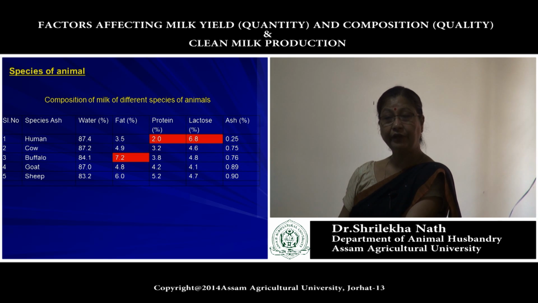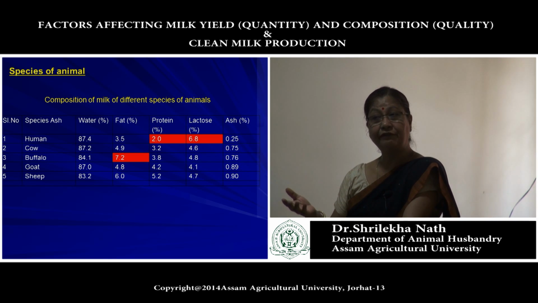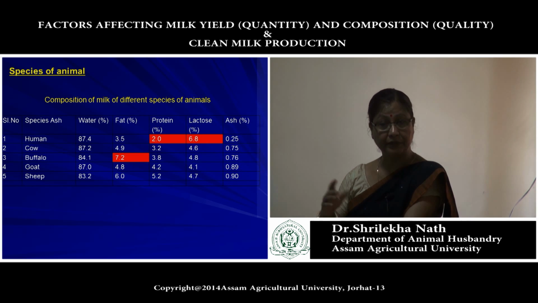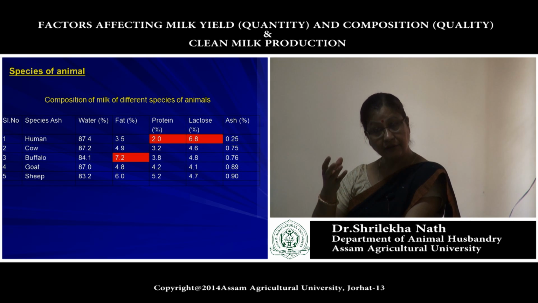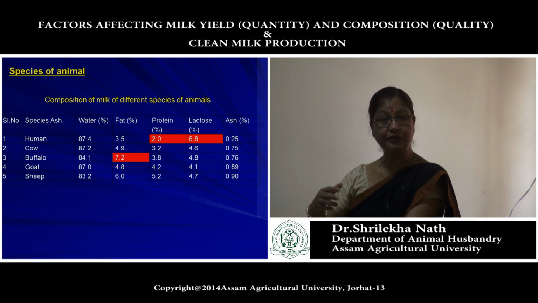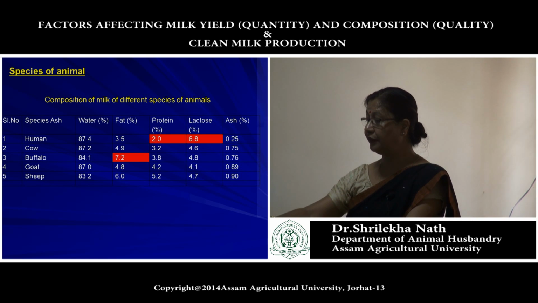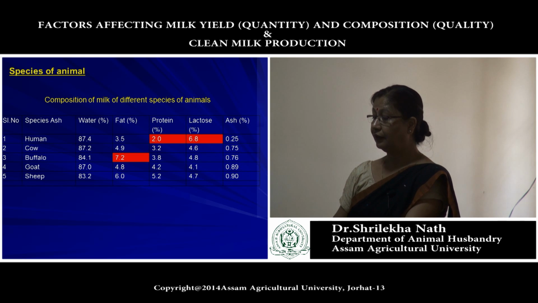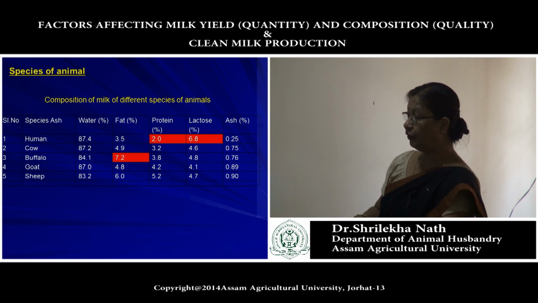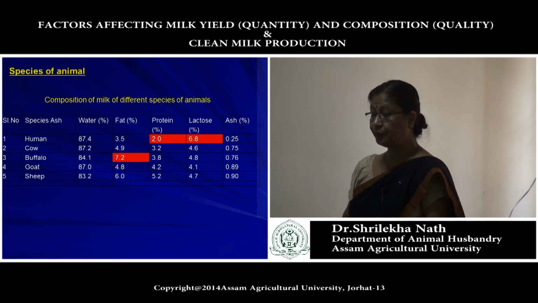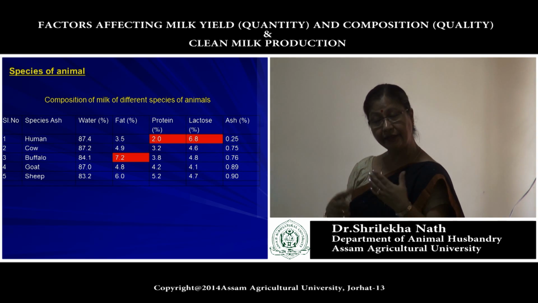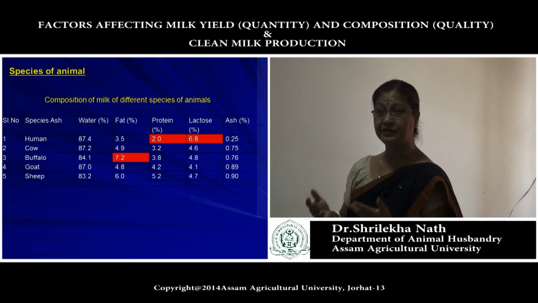Species. We all know that the percentage of fat in buffalo milk is more than in cow's milk. Buffalo and cow are two different species, and each species has a characteristic composition. In the case of humans, the protein and lactose are less, whereas in buffalo the percentage of fat is more as compared to cattle. So species-wise there is variation, and each species has its own characteristic milk composition.